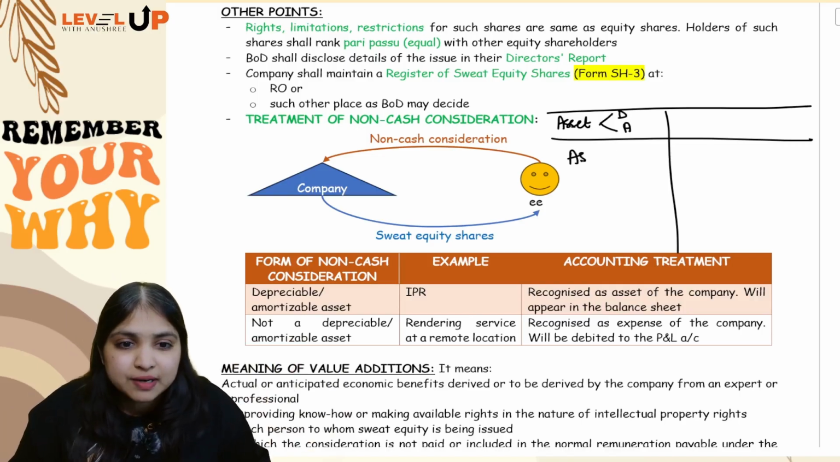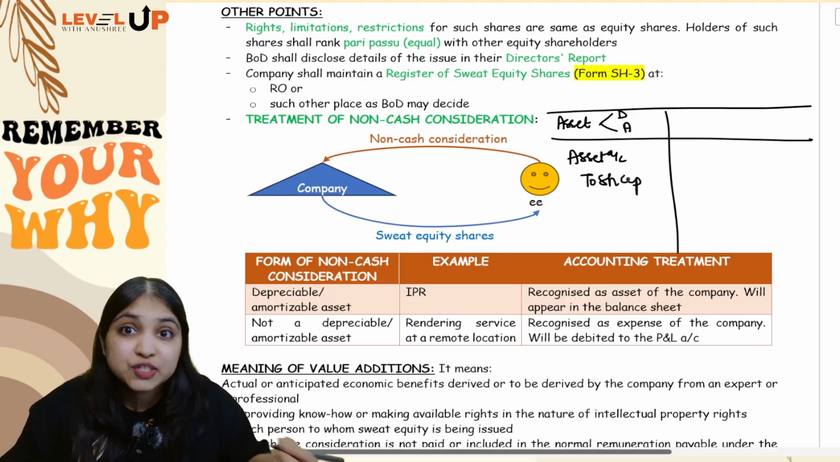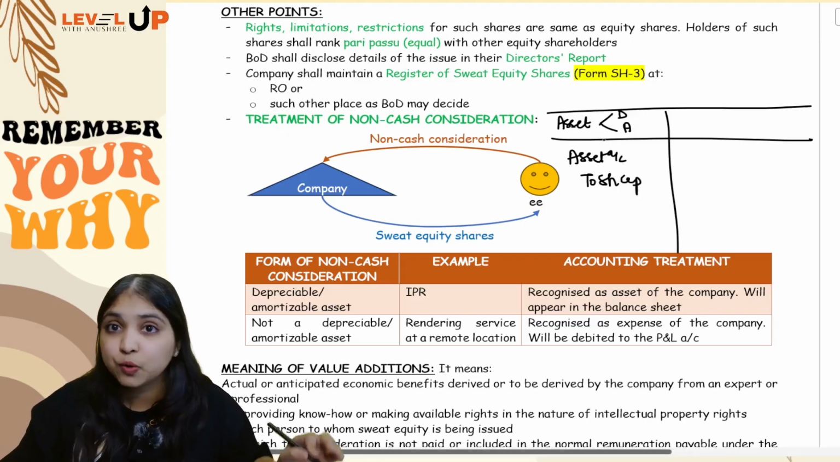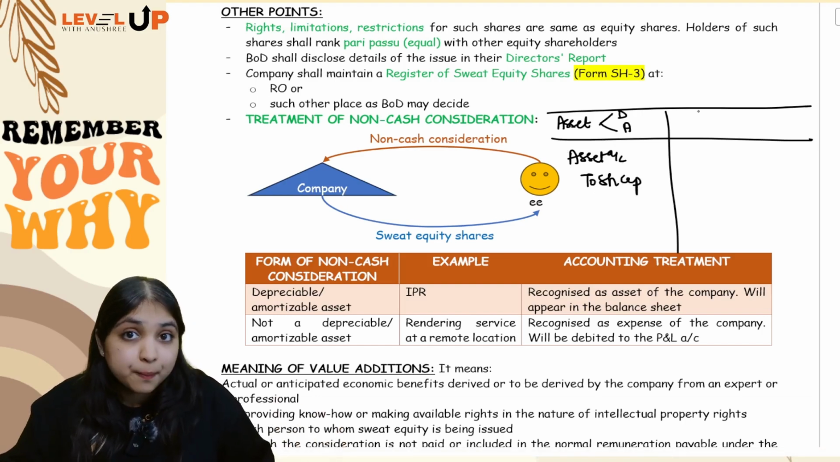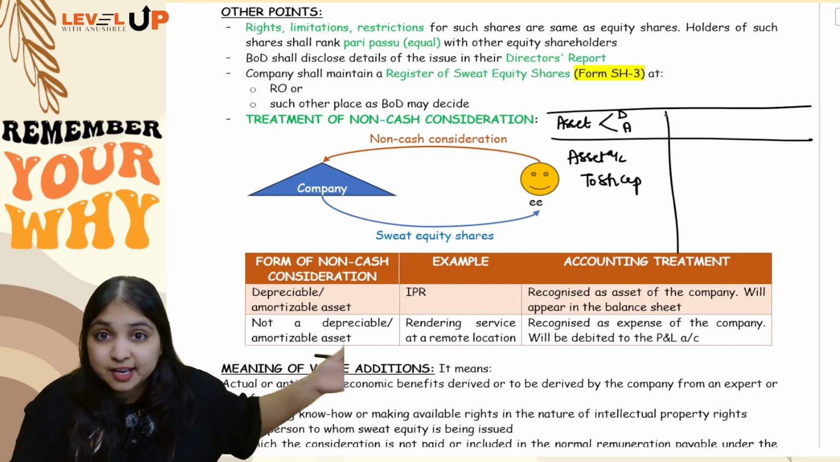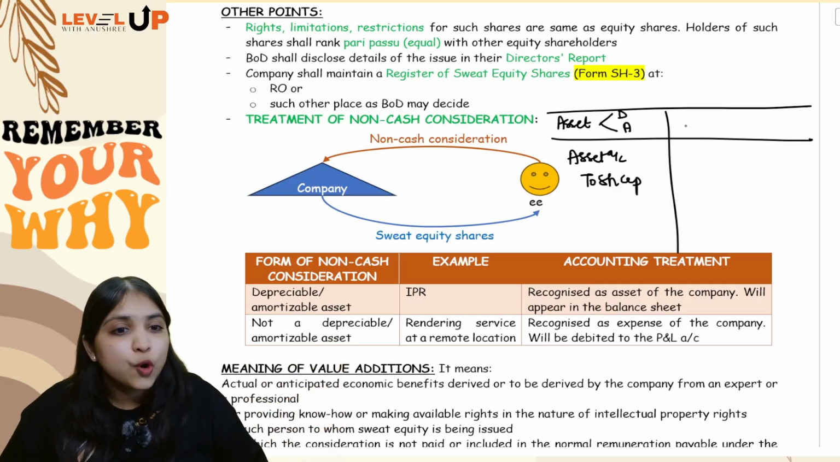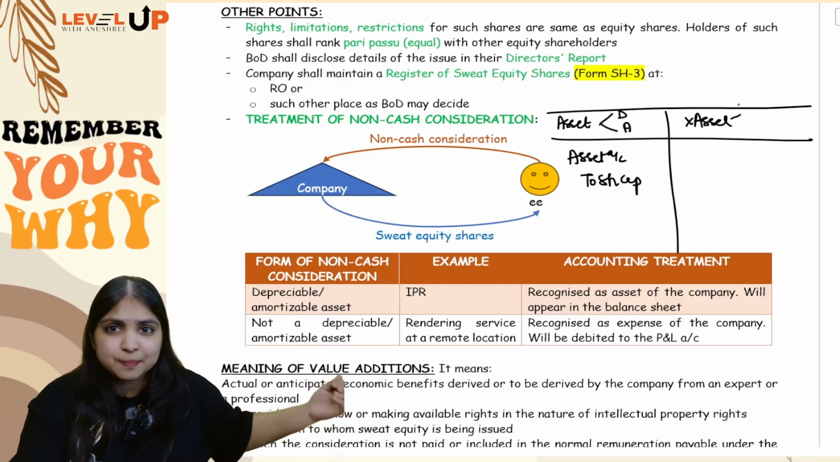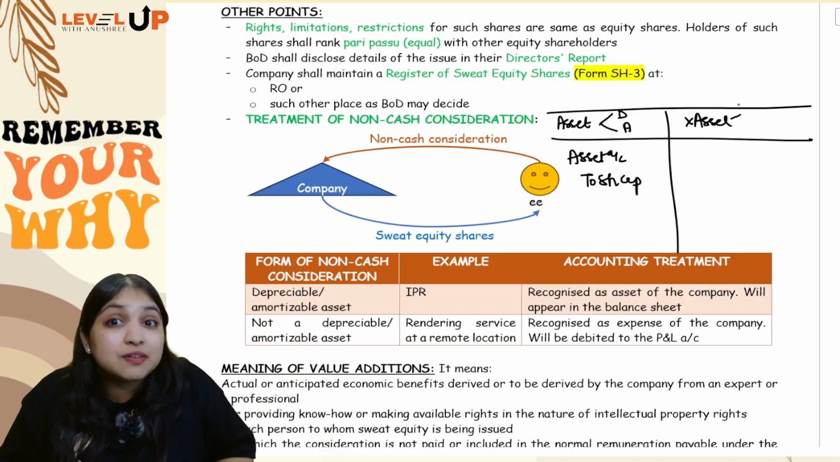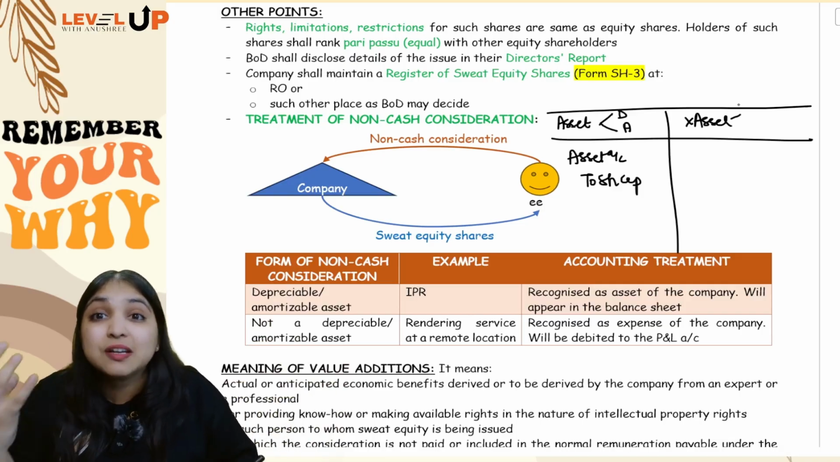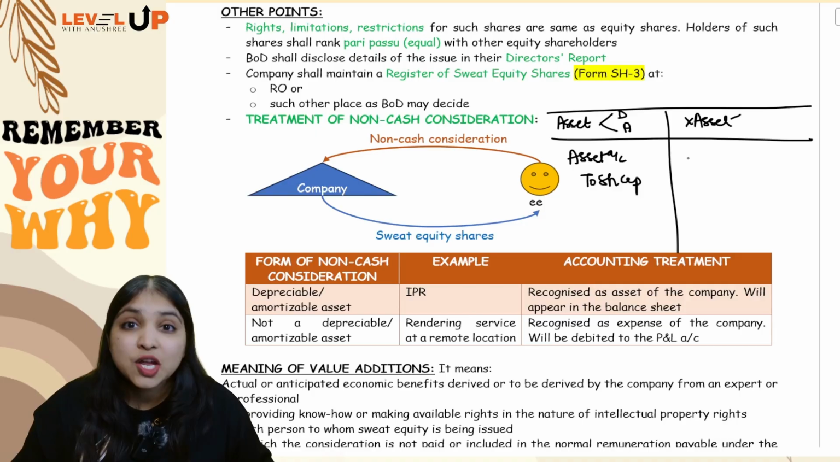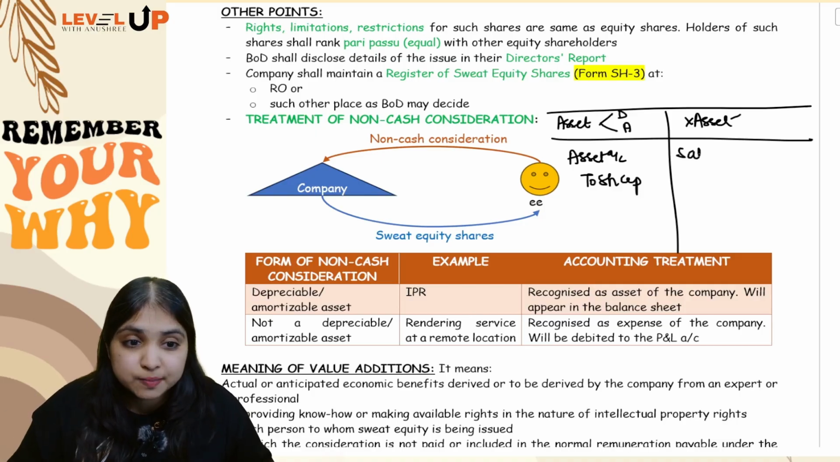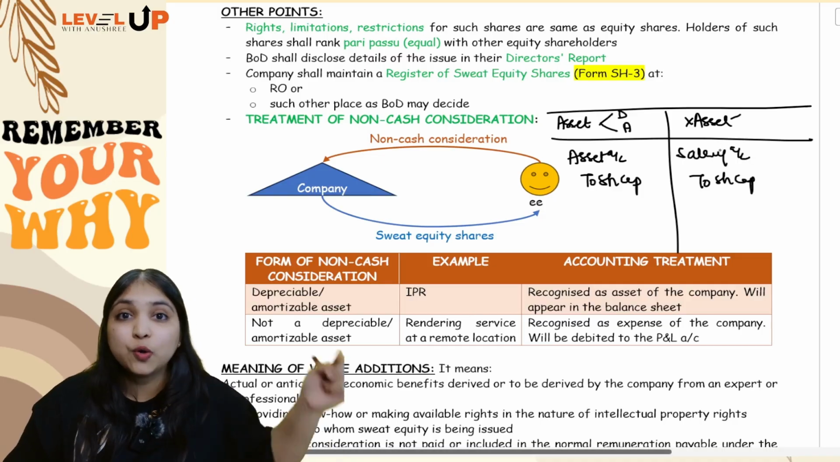In this case, we will debit the asset account and credit share capital, guys. We are crediting share capital because we are issuing shares, and this asset will go to the balance sheet. But the other possibility is that the company is giving sweat equity shares to the directors or employees, and in return we are not getting an asset from them. Maybe we are getting services from them, not an asset. In that case, we will treat it like an employee expense, which means we will debit the salary account and credit share capital, and the salary account will go into the P&L account.